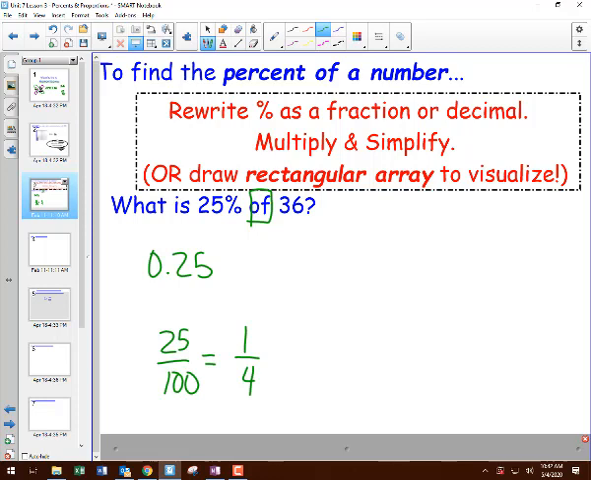So multiply by 36. We'll do the top one first. 25 hundredths, you can use your calculator on this stuff. We know that to be 9. If we keep it in a fraction here, we can cross cancel, and we get the exact same thing. So when you're looking at something that's asking, what is 25% of 36? It's just sitting right there. Make a number sentence and solve.